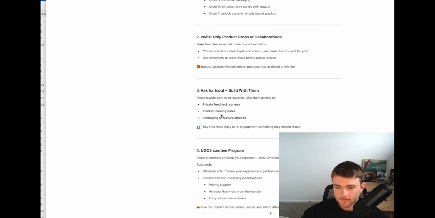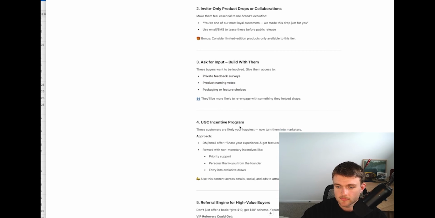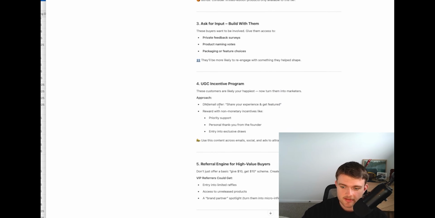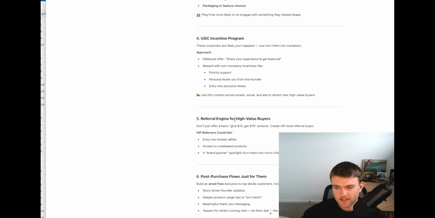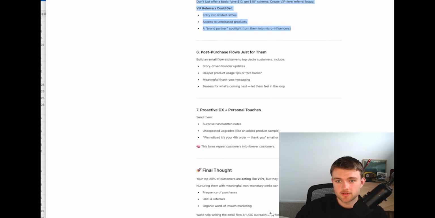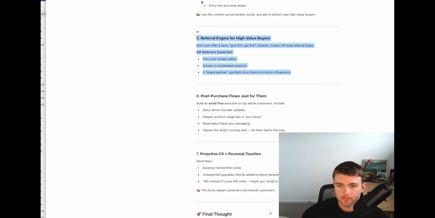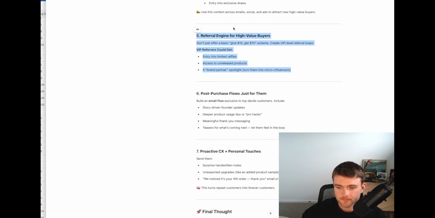Ask for input, product naming votes. This could be really cool. UGC incentive program, not too bad. Referral engine, it's a bit cheap. A referral engine for most brands would be really, really solid. But for this brand in particular, where it's a bit more exclusive, and like I said, they don't want to run discounts, it's a bit cheap. But for most brands, you could run some sort of referral engine.